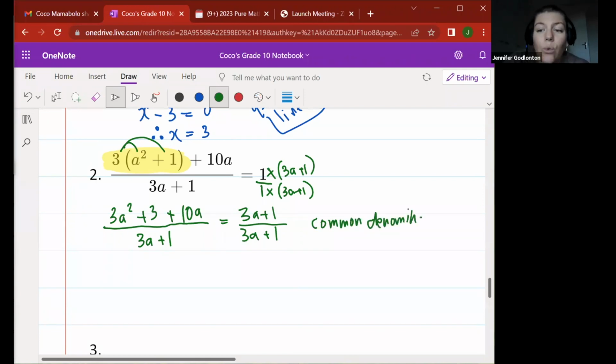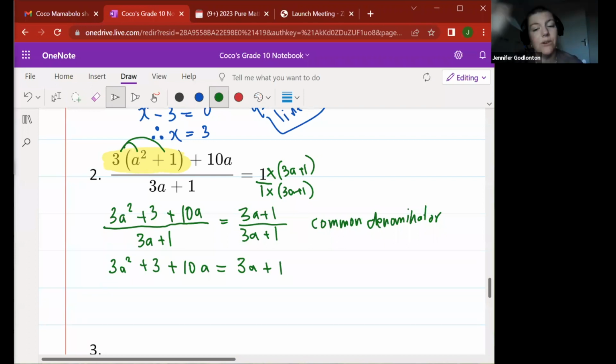Okay. When we have a fraction equation, only when we have a fraction equation, with a common denominator, we are allowed to drop the denominator, but only in an equation. So now I can drop that denominator completely, and I can just say 3a squared plus 3 plus 10a is equal to 3a plus 1. So now I'm going to drop that denominator.